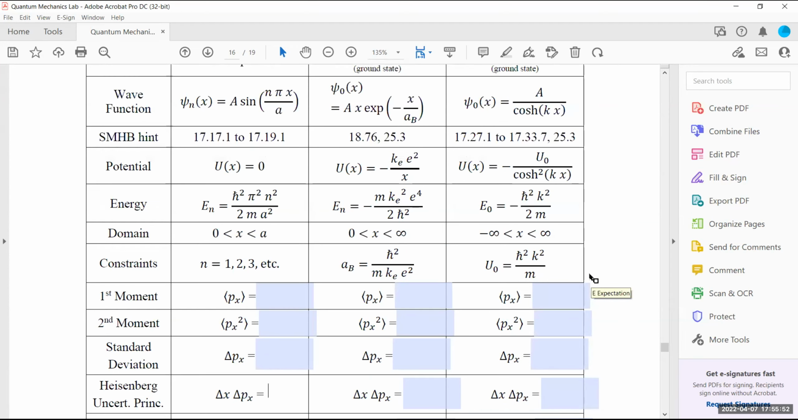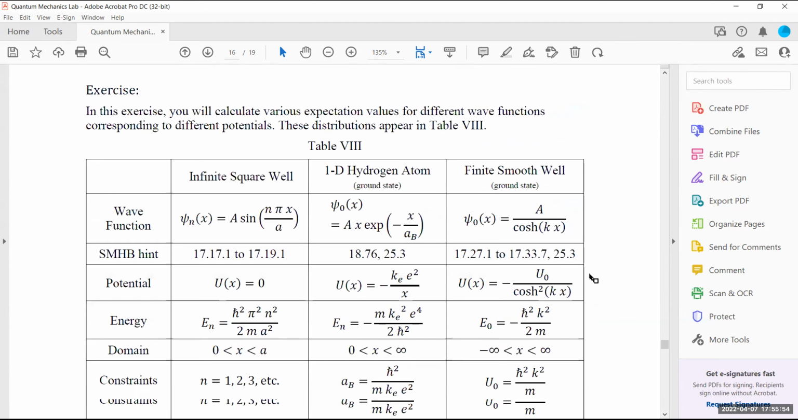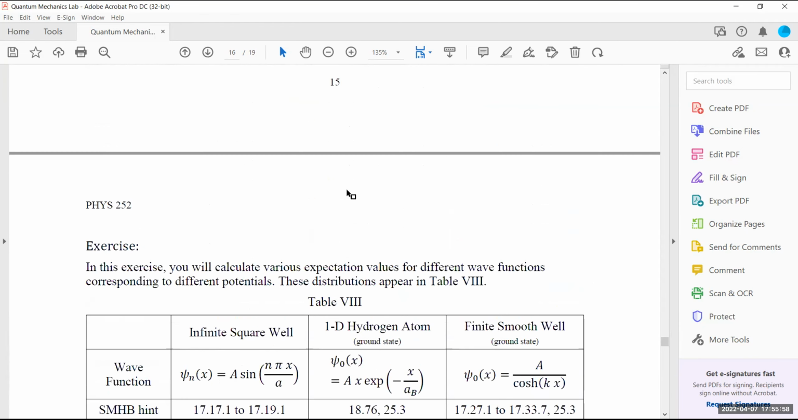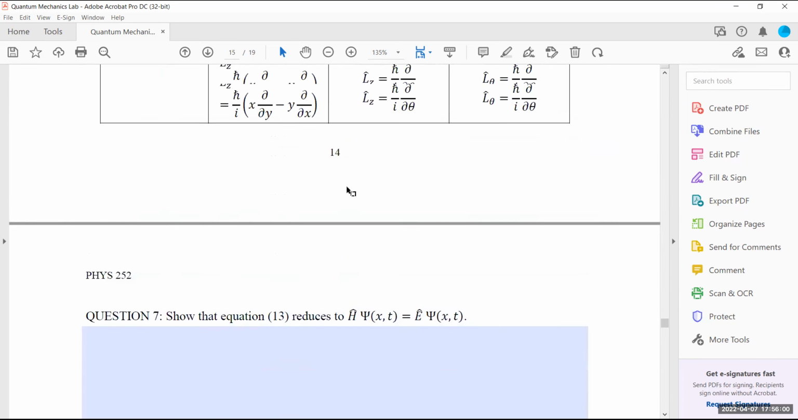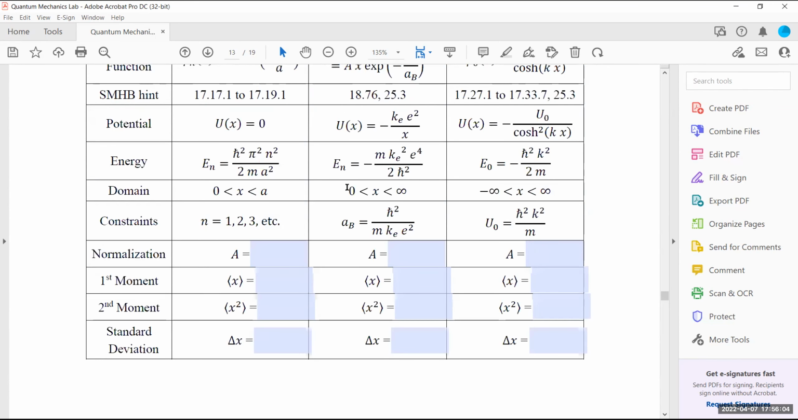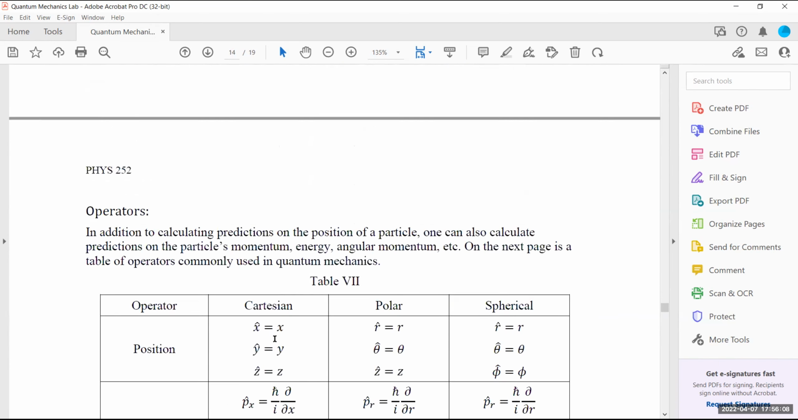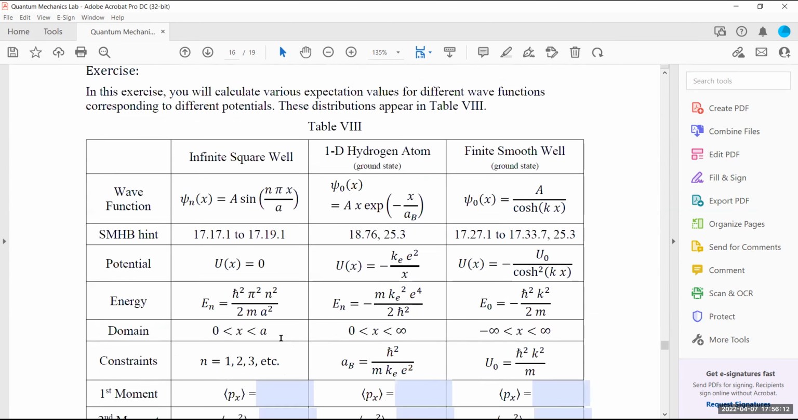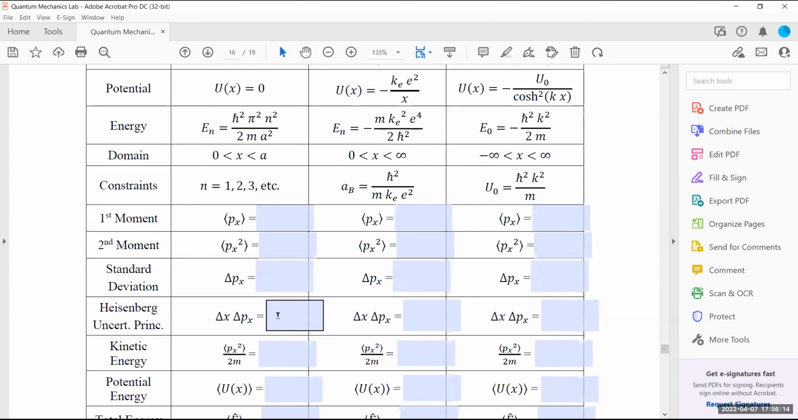Right now we're on page, I forgot what page number this is. It doesn't even show me the pages. Page 16. So you need to go back all the way to page 13 and compare the delta x you get from this page and multiply it by the delta p you get from this page. And now you're checking the Heisenberg relationship.